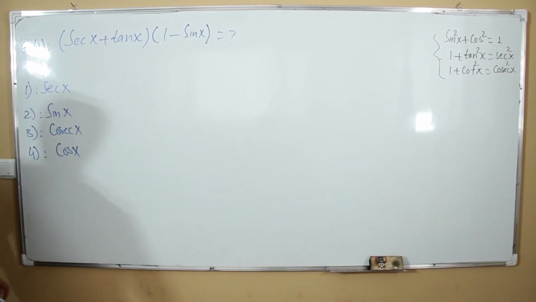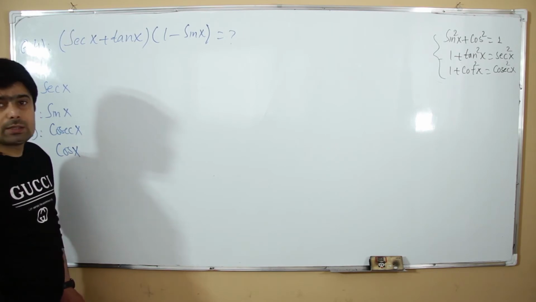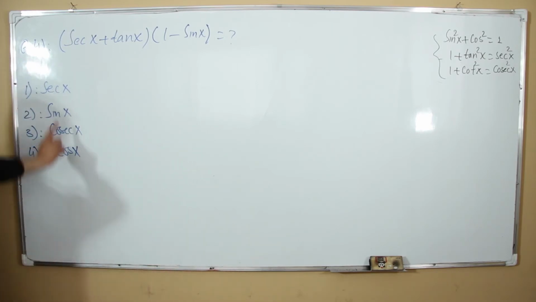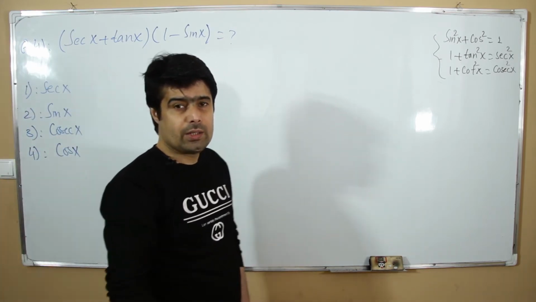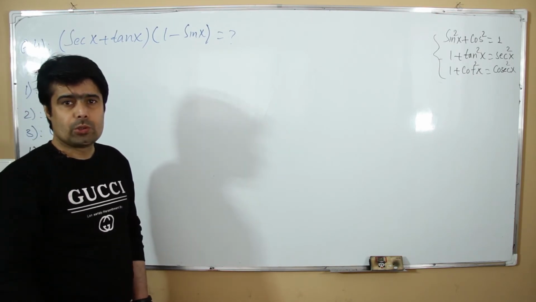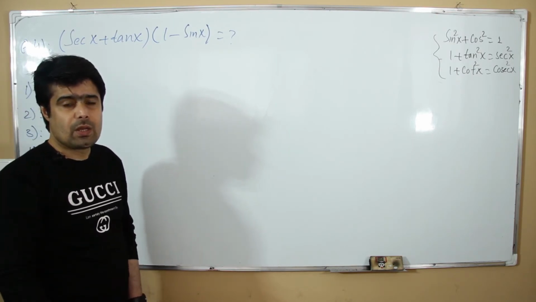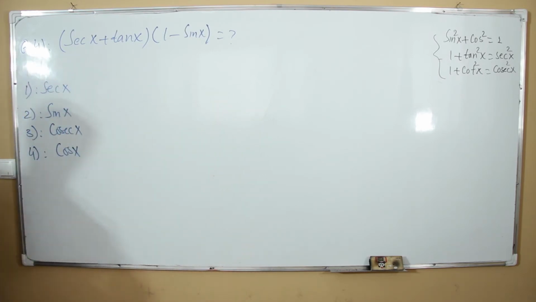Question number 4. Secant plus tangent multiplied with 1 minus sine x. What the answer is? Secant x, sine x, cosecant x, cosine x. Please solve it by your own self. I will count. 1, 2, 3. What the answer is? I think number 4.